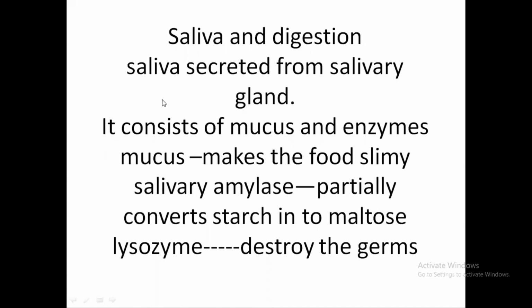Saliva consists of mucus, salivary amylase, and lysozyme. Salivary amylase and lysozyme are the two enzymes. Its functions: mucus makes the food slimy, salivary amylase partially converts starch into maltose, and lysozyme destroys the germs.